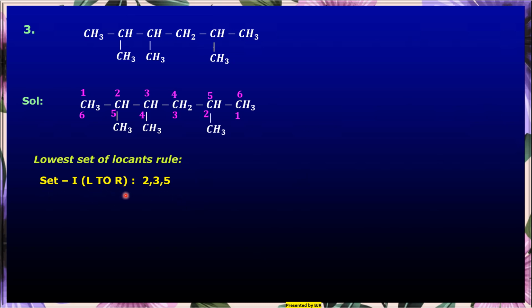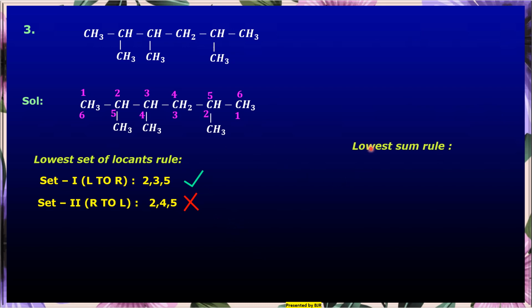Okay, set 1 locants are 2, 3, 5 from left to right, set 2 right to left 2, 4, 5. This one is correct. If you compare these locants term by term with these locants, here first terms are equal, then we have to go for the second terms. 3 is less than 4. So at the first point of difference 3 is less than 4. So 2, 3, 5 is lower than 2, 4, 5. So this one is wrong.